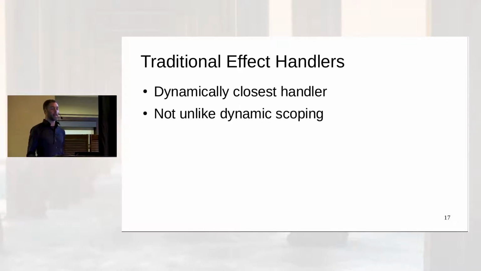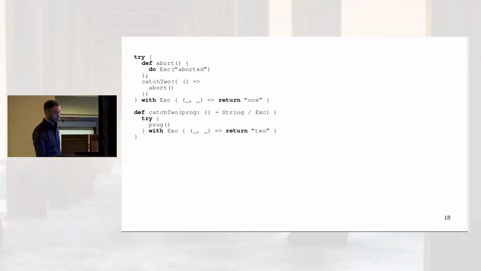Effect operations are handled by the dynamically closest handler, and this is very similar to dynamic scoping. And this is rather powerful. But consider this refactoring of the same program. Here we've factored this second effect handler that immediately returns 2 into a separate function. And this is a common pattern. People do this a lot.